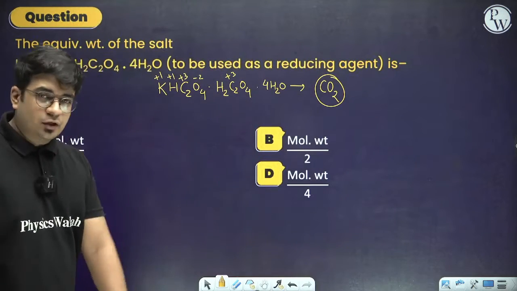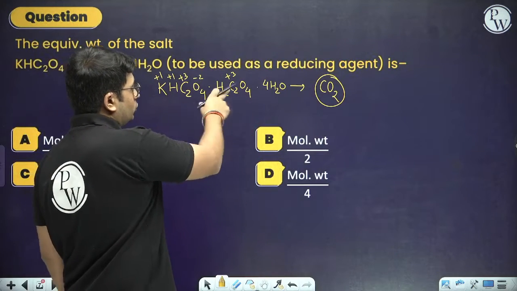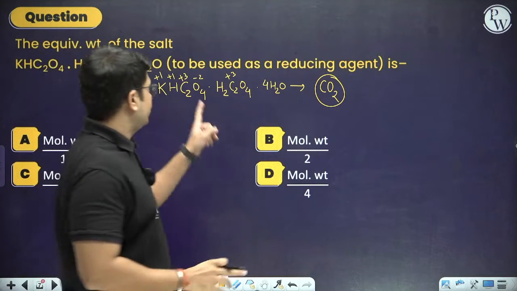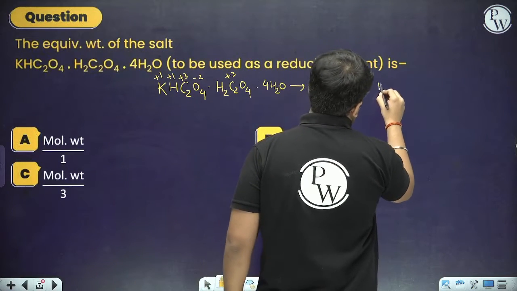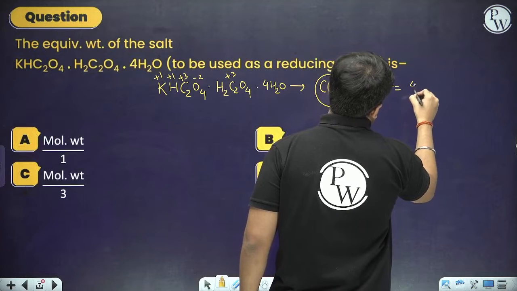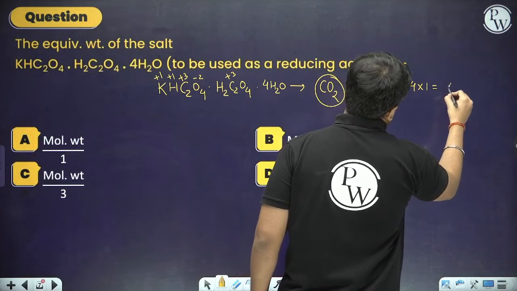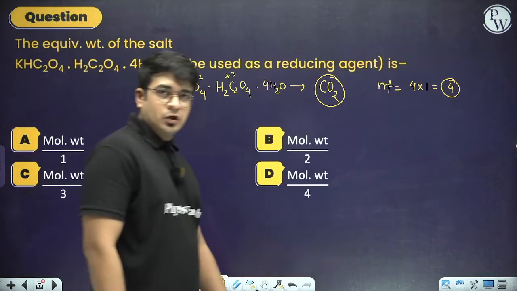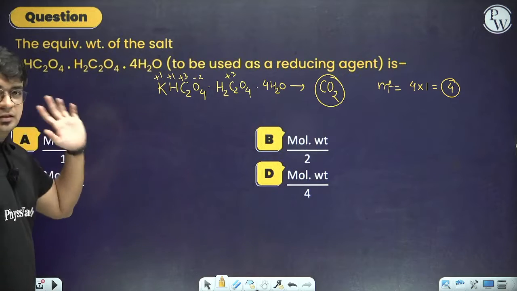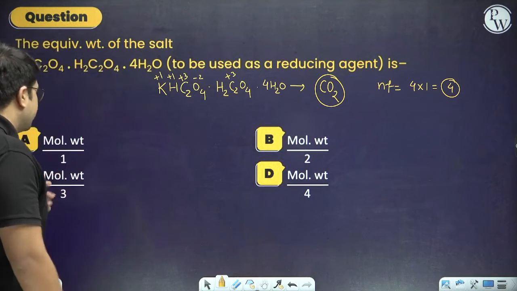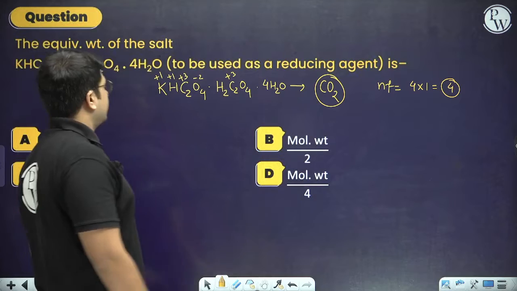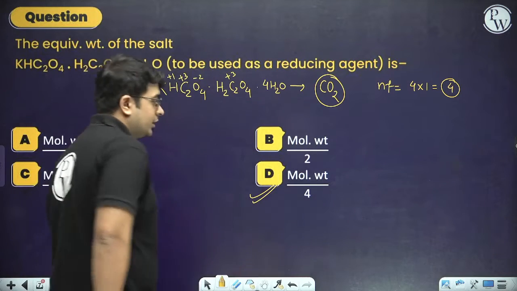If it is converting into CO2, how many carbons are there? 1, 2, 3, 4. 4 carbons are changing from +3 to +4. So it means N factor will be 4 carbons multiplied by 1 change, that will be 4. N factor will be 4. So whatever the molecular weight of this entire salt is divided by 4, that will be the equivalent weight.